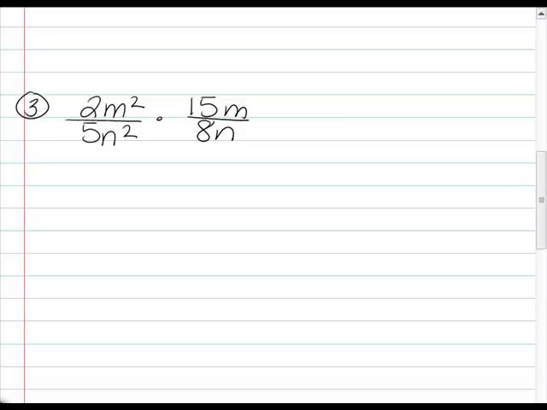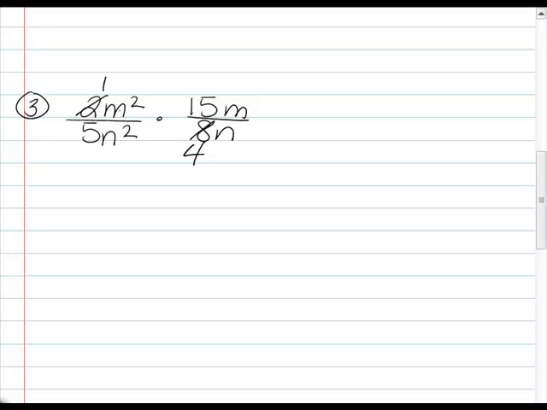So for our last example of this type, we've got 2m squared over 5n squared and 15m over 8n. Okay, so let's start with a 2 and let's see what we can do here. Notice that 2 and 8 are both divisible by 2, so the 2 would become a 1 and the 8 would become a 4.